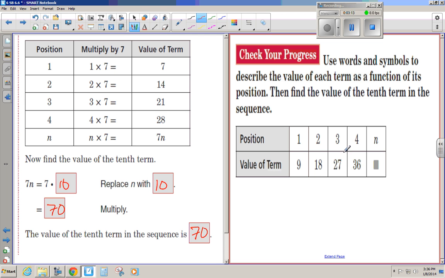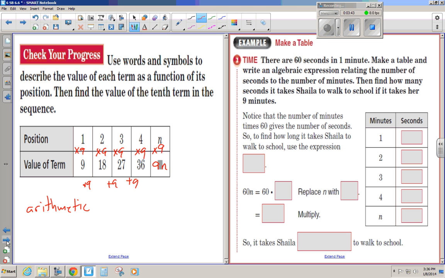All right, continue this process. 9 plus 9 plus 9 plus 9. Since this is arithmetic, it means you simply multiply each position by 9. So since we're multiplying each position by 9, my value for that term is 9n.